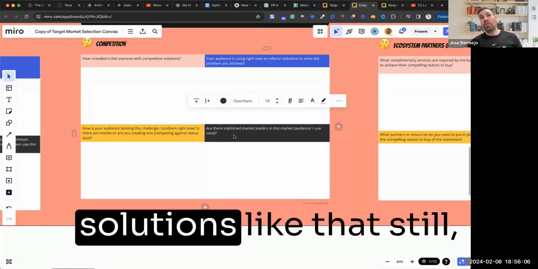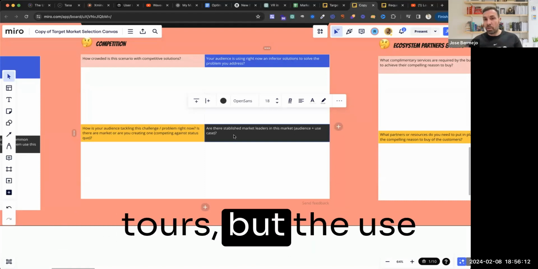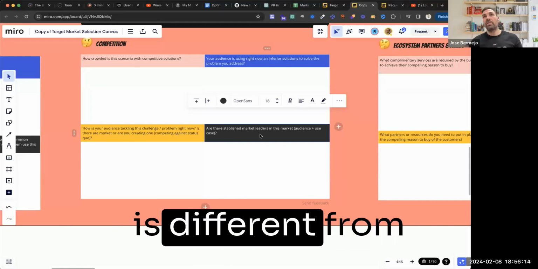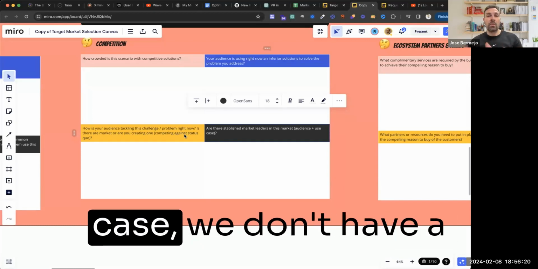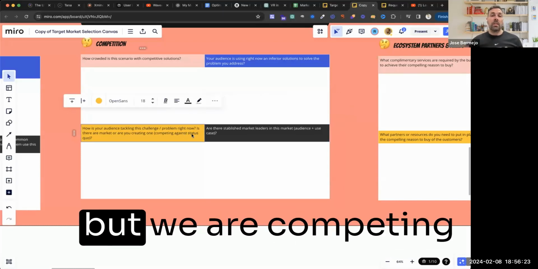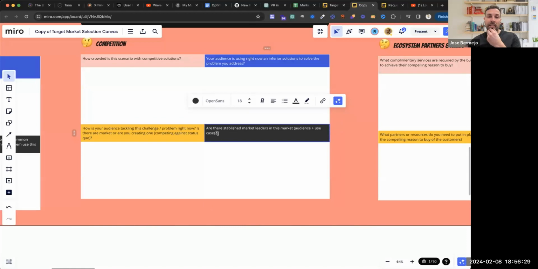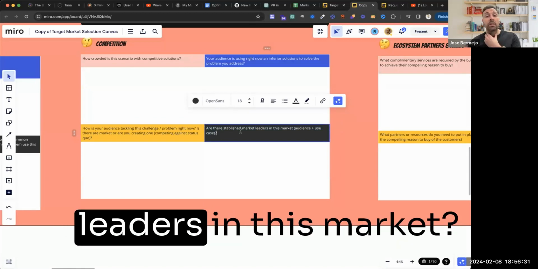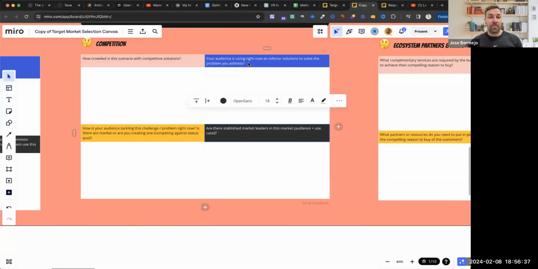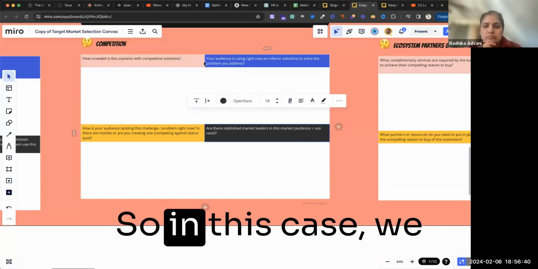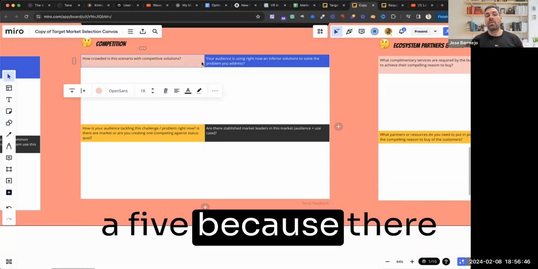But competitive solutions like that, still they're not in the market. There are virtual tours, but the use case is different. A virtual tour is different from a walkthrough use case, right? So in terms of the use case, we don't have a competitive solution, but we are competing against status quo, right? And for example, are there established market leaders in this market? They're not. So that's a fire. Okay. So in this case, we have the ups and we have the lows, right? So in terms of competition, it will be a 5 because there is no competition.